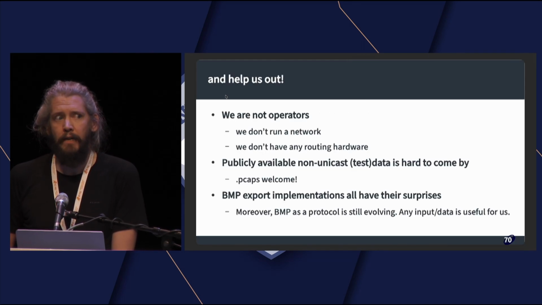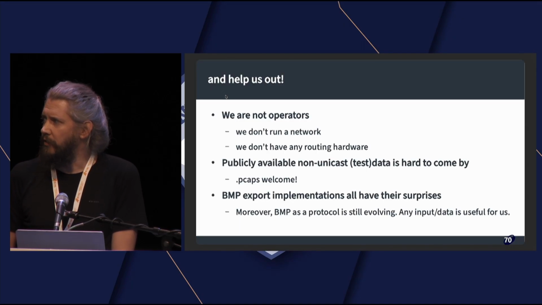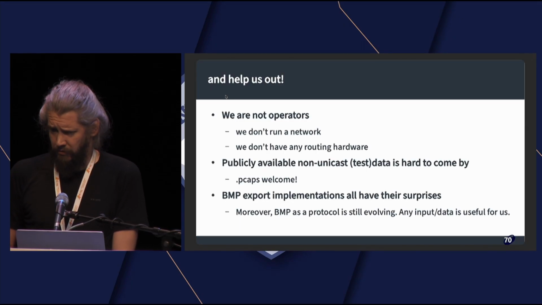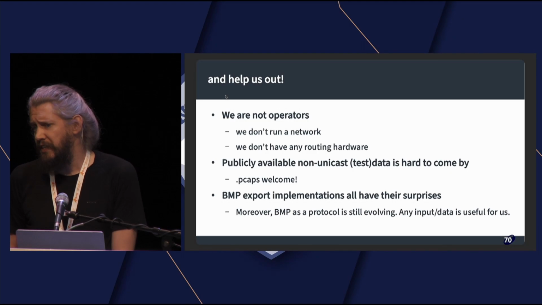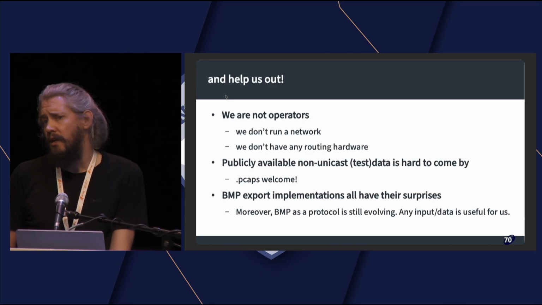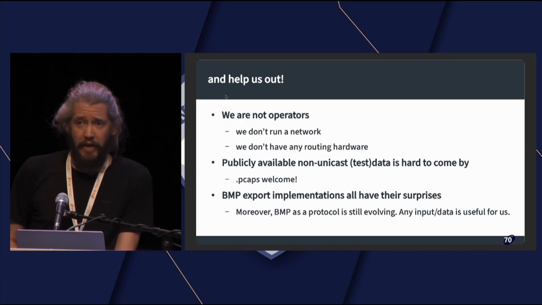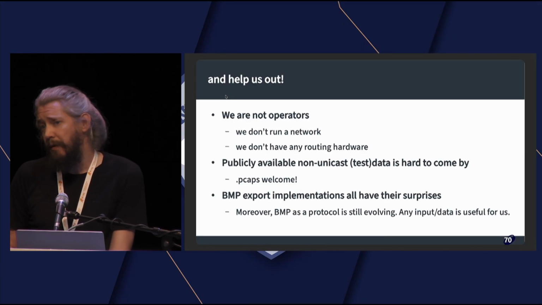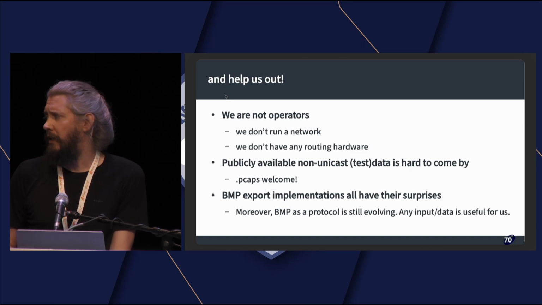And perhaps most importantly, please help us out. This is super tricky. We don't have a network. We don't have any routers. You know, the unicast stuff is available with RIPE RIS, with RouteViews, but the non-unicast stuff is actually really hard to come by. So, if you can share PCAPs, or maybe spin up a VM in your testbed, that would be great. That's super helpful for us.